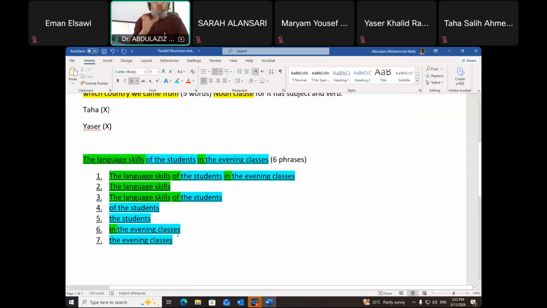Okay, so each unit contains a structure. So this, we call it a noun phrase. Why? Because the head is a noun, skills. The head is skills, which is a noun. So noun phrase, NP.